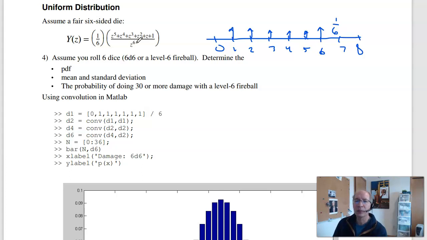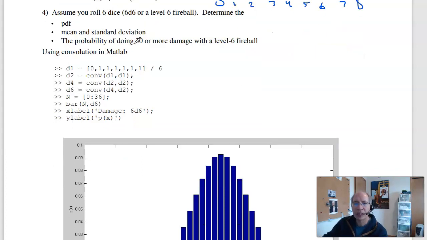Now there's a couple ways of doing this. Probably convolution's the easiest. For a single die, this would be the Z transform essentially. I've got 0, 1 over z squared, 1 over z cubed, and so on. Convolve two 6-sided dice, I get 2d6. Convolve those two, I get 4d6. 4 and 2 gives you 6d6. So this is the PDF for 6-sided dice.